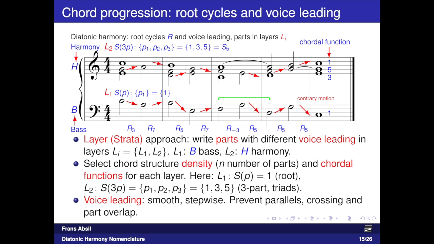Now we'll have a look at the full chord progression, which contains chord structures, root movement, and voice leading for the individual parts. The example here is still based on the diatonic C major scale. We use triads only. The chord structure is S5 with the highest chordal function 5, and therefore the tension is constant in this example.